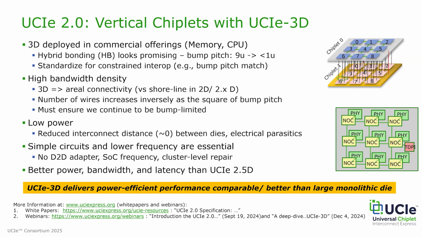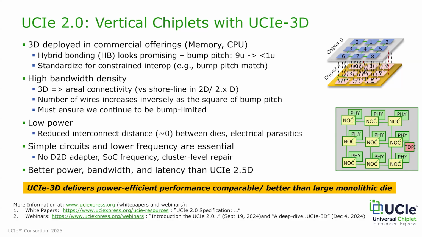Let me give an example. If you consider a bump pitch of 25 micron versus another implementation whose bump pitch is 5 micron, there is a 5x decrease in the bump pitch. But the number of wires, because of the 5x decrease in bump pitch, goes up by 25x. That's what happens, right? And if that 5 micron goes down to 1 micron, then you get another 25x increase in the number of wires, right? So that's a tremendous increase in the number of wires.